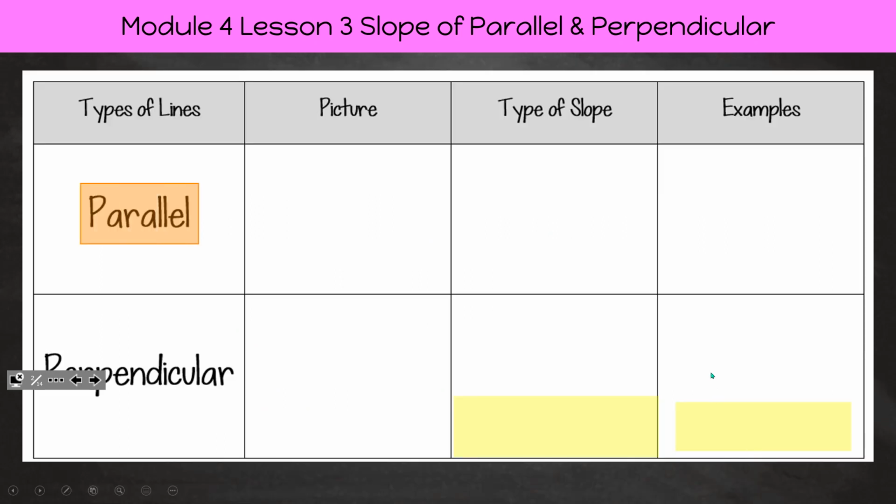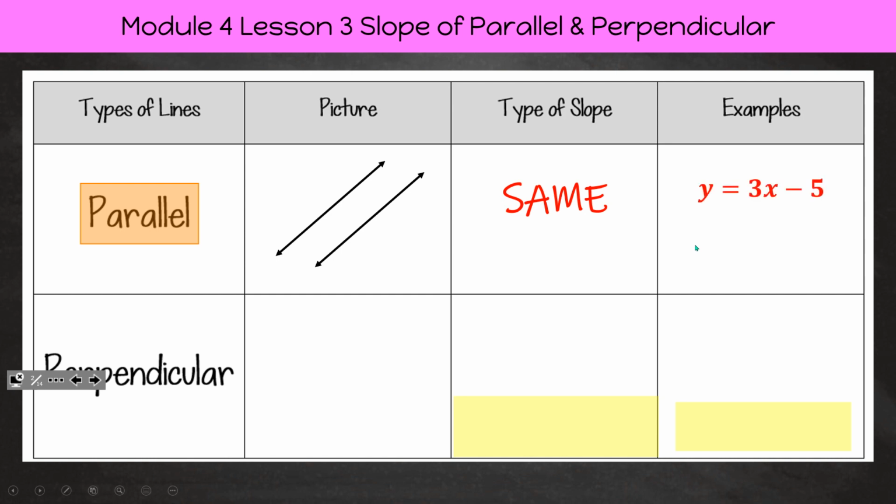Parallel lines are two lines that have the same slope, and they will never ever intersect. An example in equation form is y is equal to 3x minus 5 and y is equal to 3x plus 1. You see here we have the same slope, but different y-intercepts. So those lines would be parallel and they would never ever intersect.